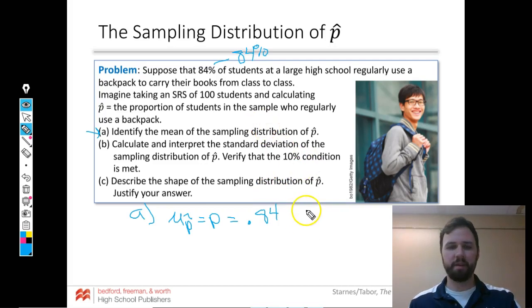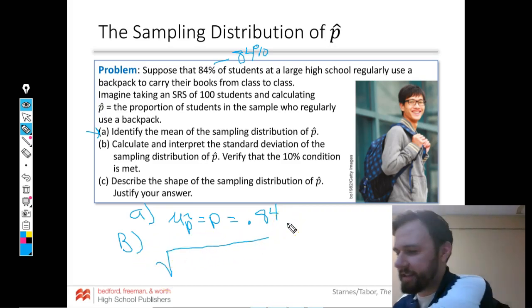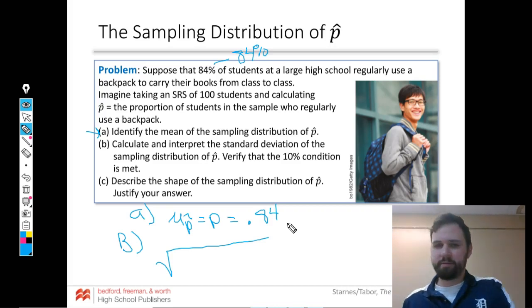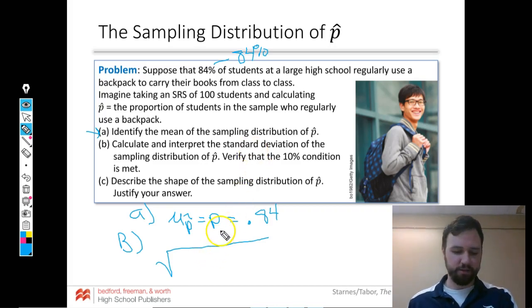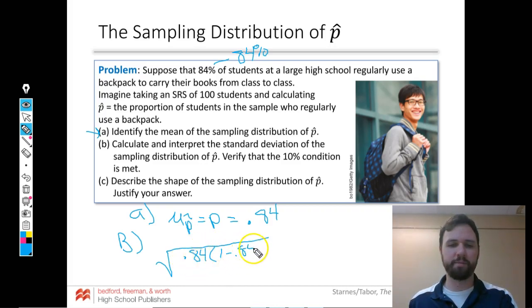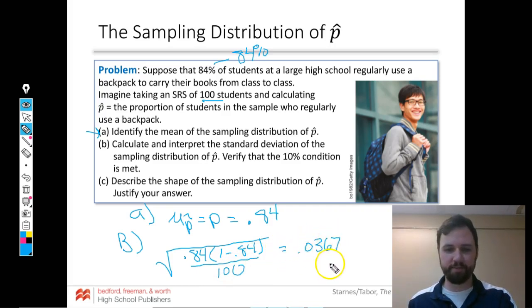All right. B, standard deviation. So I'm going to do square root of my 0.84 times 1 minus 0.84, all divided by number in our sample, 100, which I got to be 0.0367. Okay?